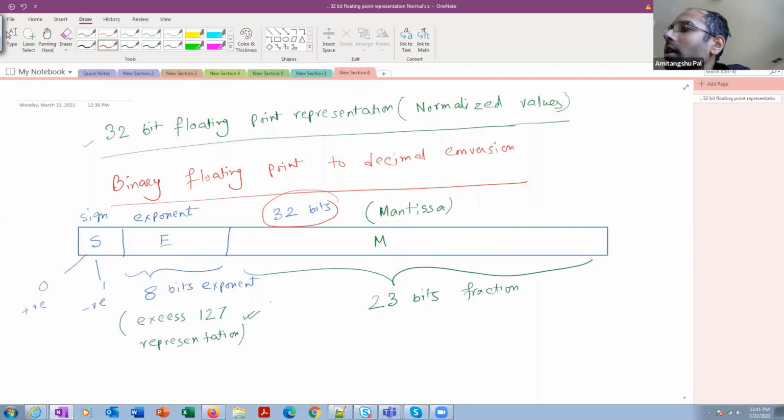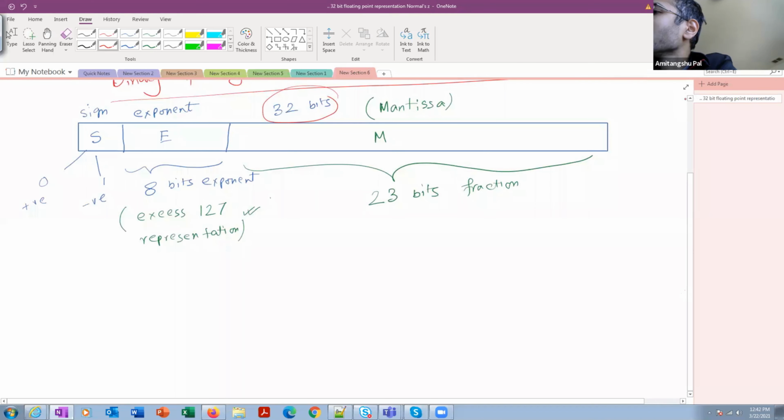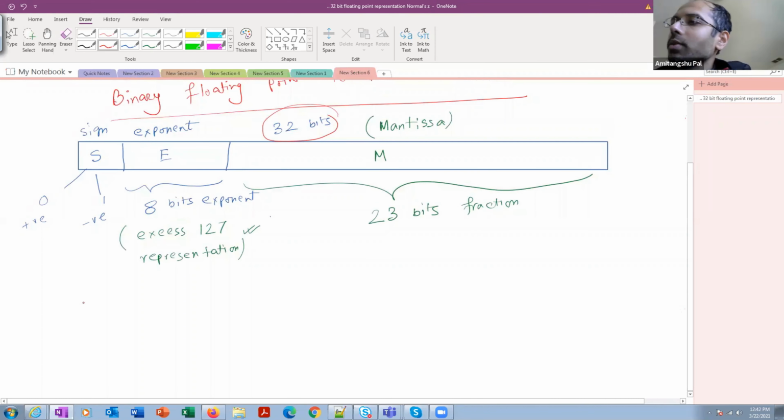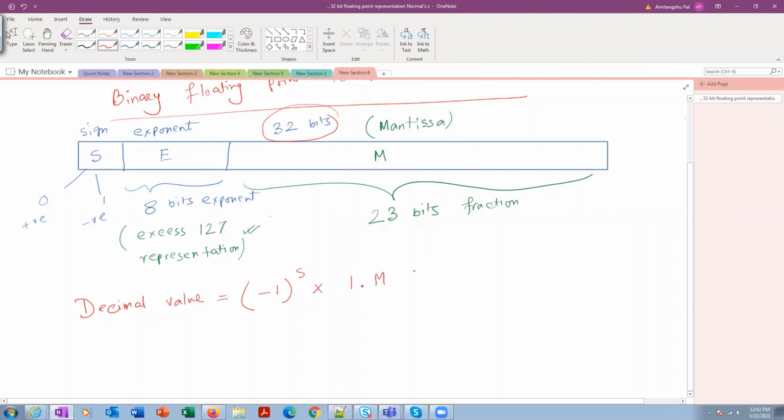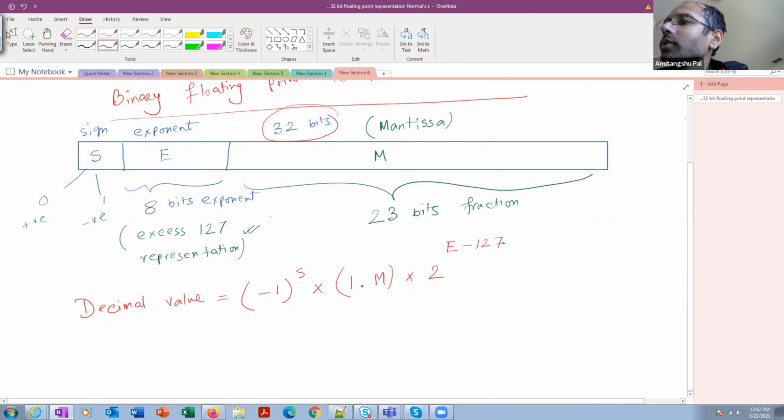Okay. Now, after dividing it into 3 fields, the corresponding decimal value is going to be -1 to the power s. The corresponding formula for the decimal value is -1 to the power s into 1 point mantissa, 1 point the fractional part, into 2 to the power e minus 127. Okay, I'm going to explain each and every term in a minute.